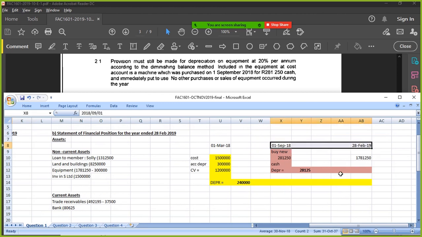How many months did you count? 6. September, October, November, December, January, February. Okay, 6 is right. 6 over 12, 20%. Yes, that's right. This was 120,000. 120,000 times 20%. This looks right to me, hey? Okay, I see my problem.